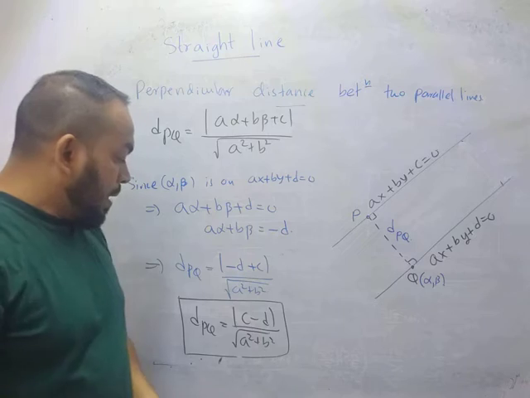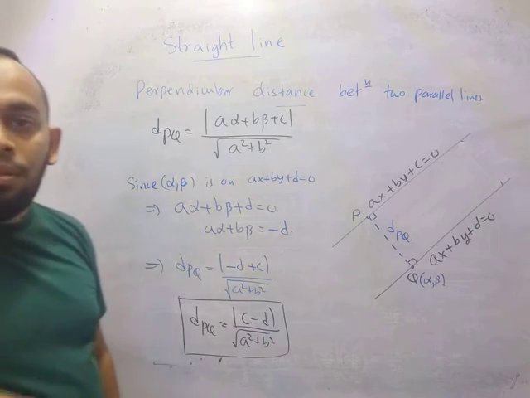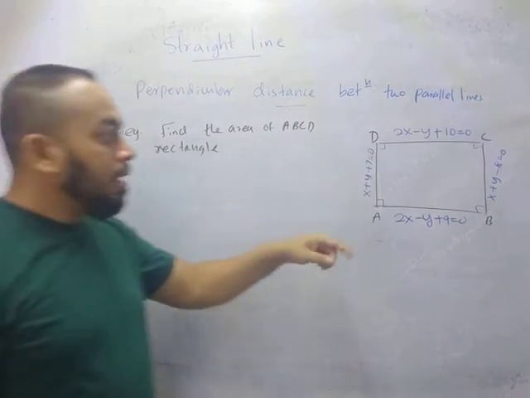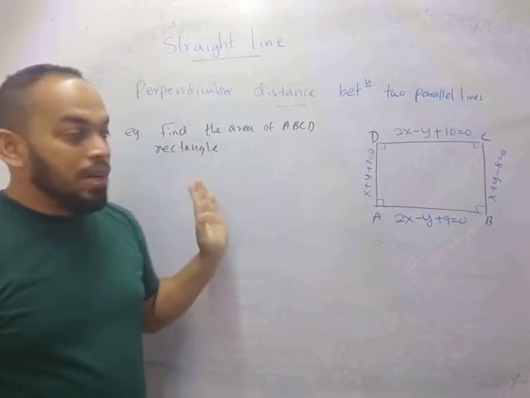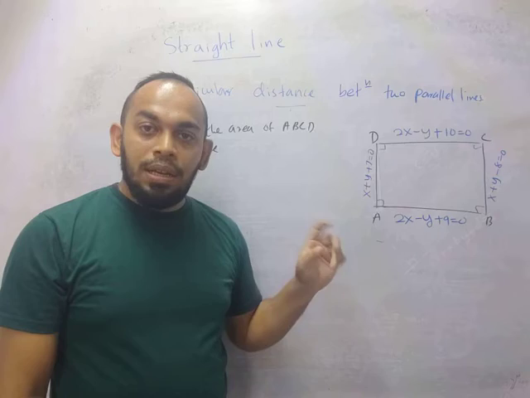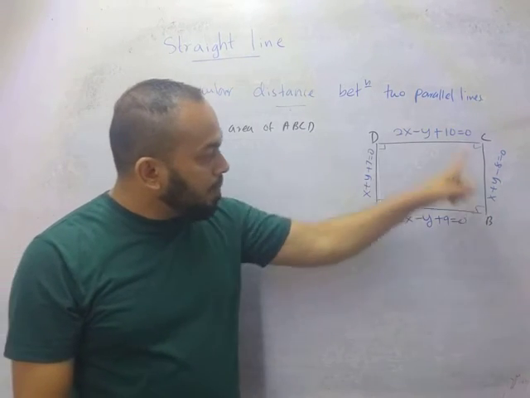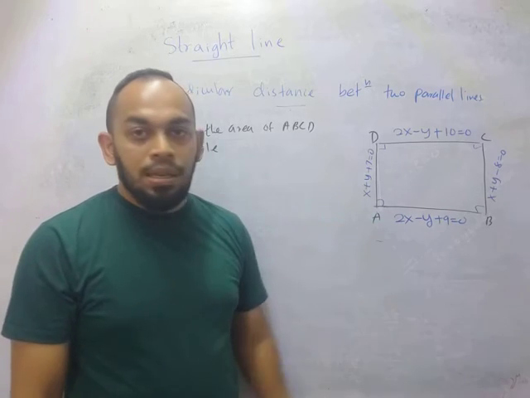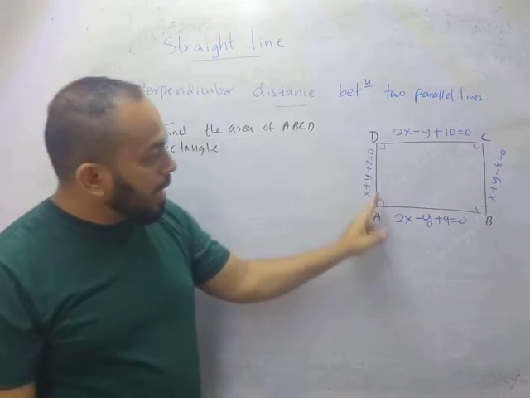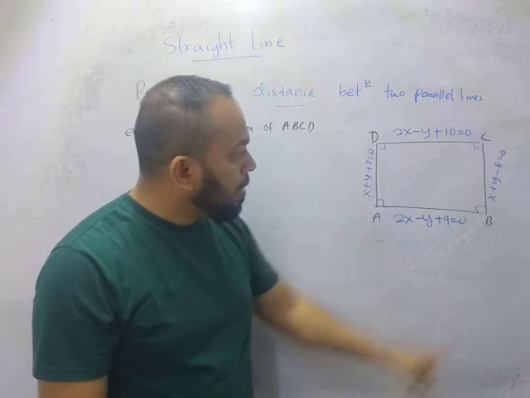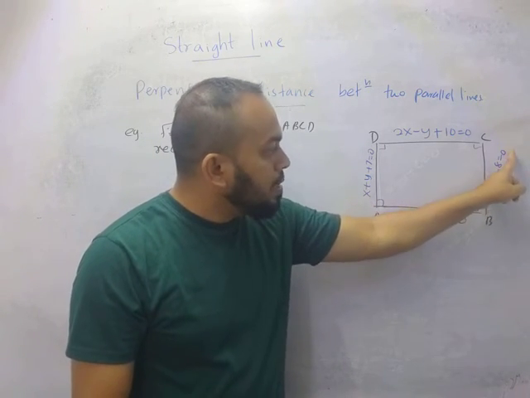Okay, right. So let's do a problem based on this. Find the area of the rectangle ABCD. That is the question. To find the area of a rectangle, you need the lengths of the sides. So you can see that for ABCD, the equations of the sides are given. Now AD is parallel to BC. So x plus y plus 7 equals 0. Again x plus y minus 8 equals 0.